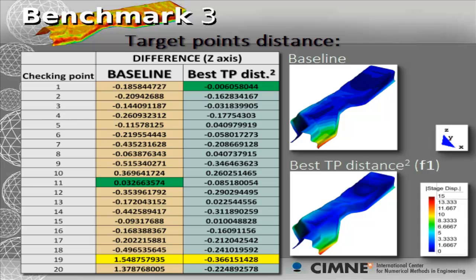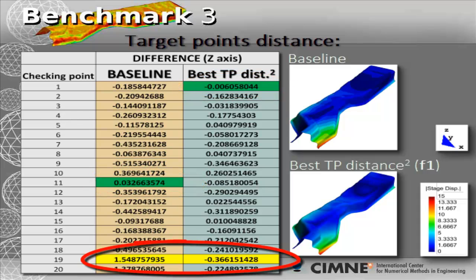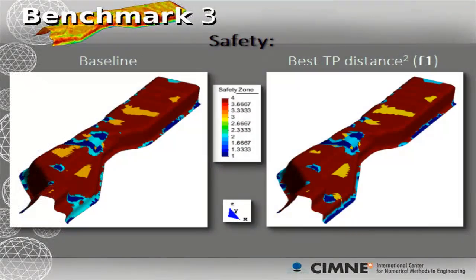The associated results to F1, in other words, the spring back in the control points, are shown in the chart. The minimum absolute value was highlighted in green and the maximum in yellow. At contour fill, the piece spring back is shown, which is noticeably reduced. Safety has been slightly improved. You can see that the red zones, in which safety is better, are increased in the upper part.